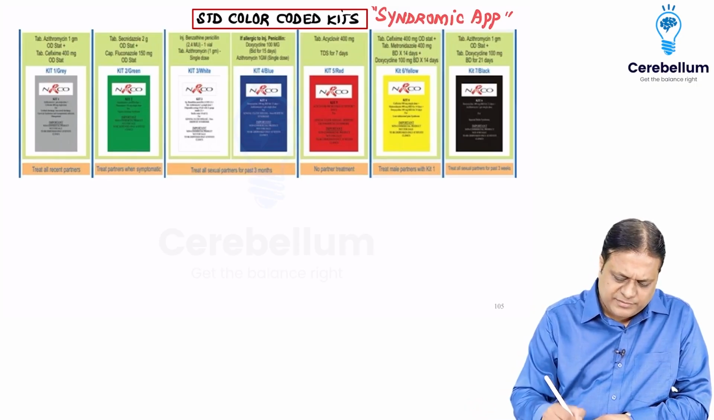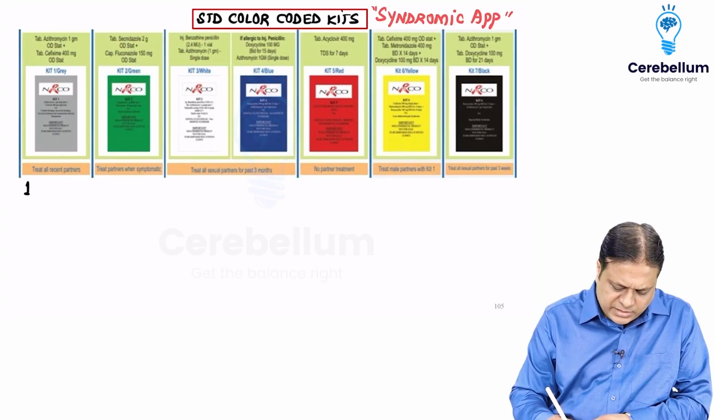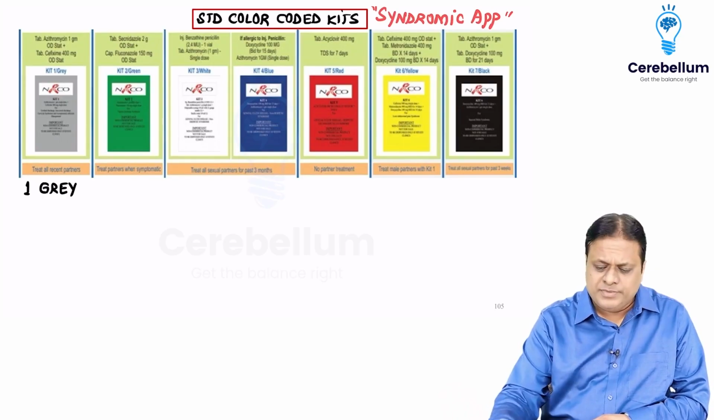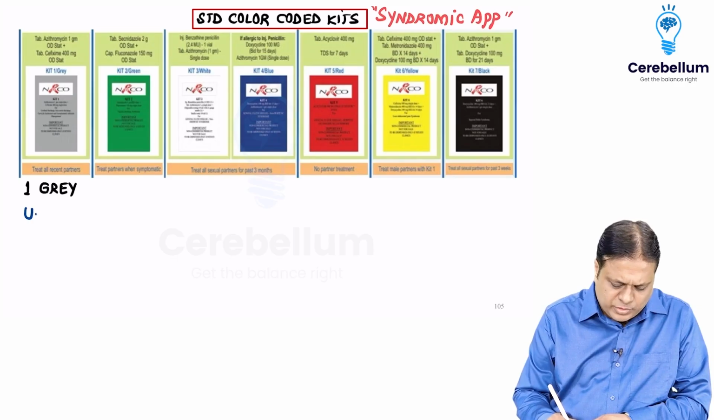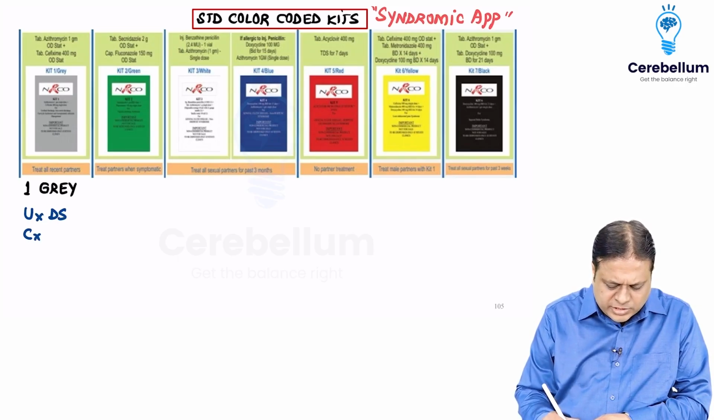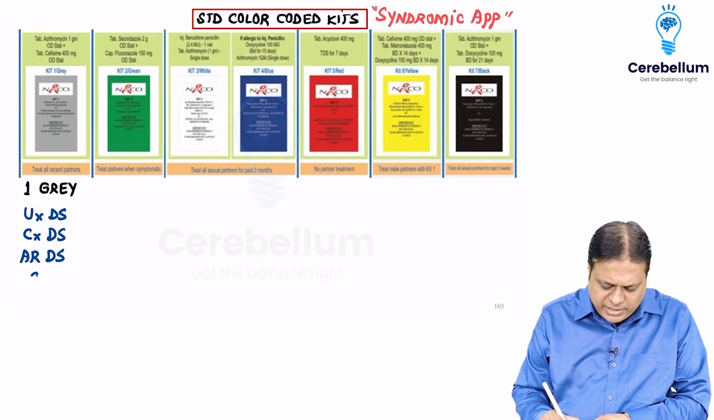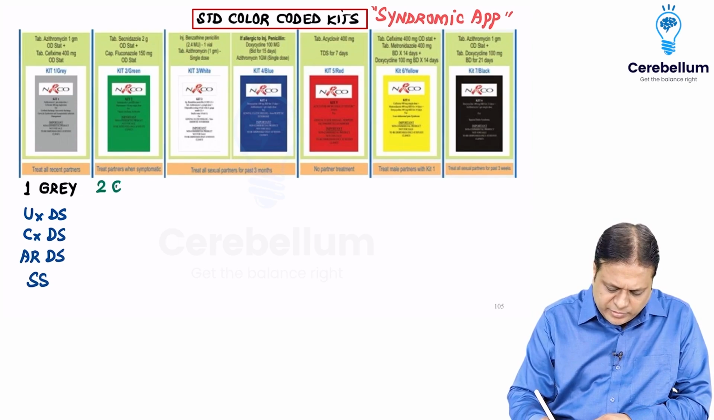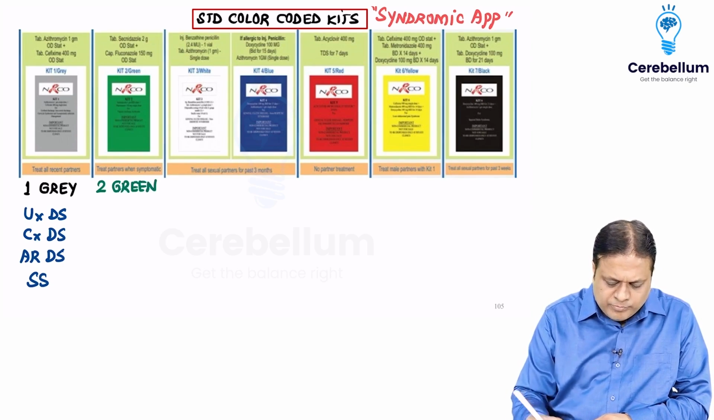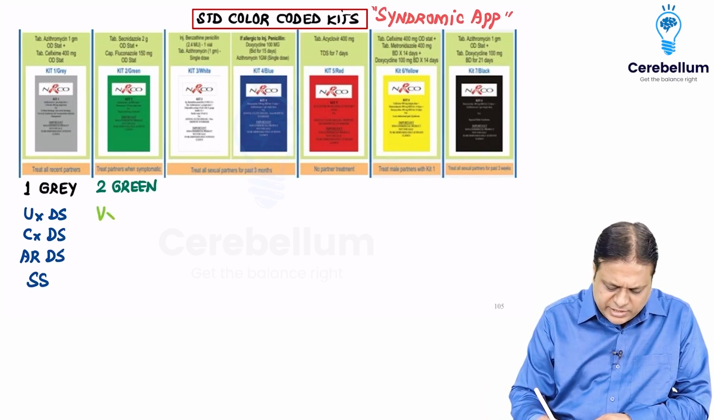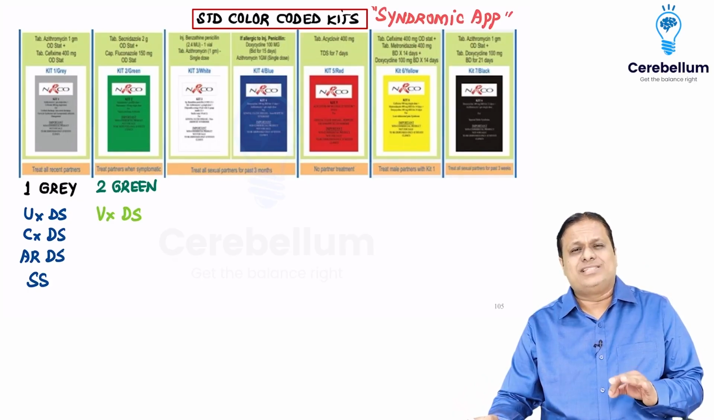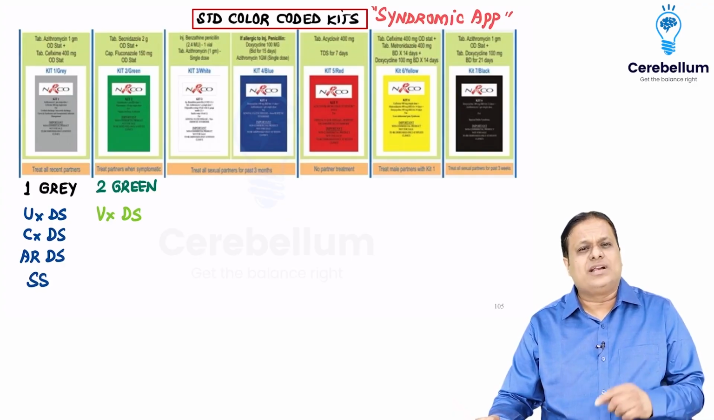So kit number 1, gray. This kit covers which syndromes in the program? This covers urethral discharge, cervical discharge, anorectal discharge, and in males scrotal swelling. Kit number 2, green. This covers vaginal discharge. We are talking of trichomoniasis, commonest STI on this planet. Secnidazole is the drug inside.